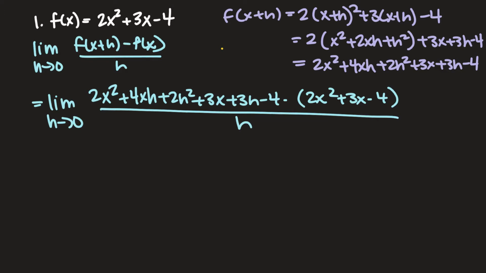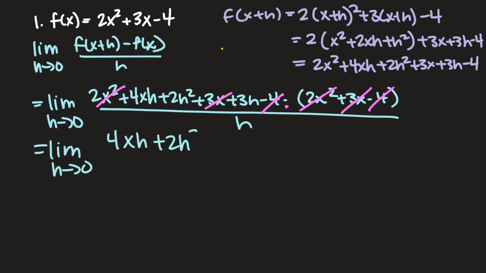So now that we have it all, we know the next thing that should happen, especially when we're using the limit definition or the difference quotient with a polynomial, is the whole second half should go away. So I have 2x minus 2x, 3x minus 3x, and a negative 4 minus a negative 4. So then that gives me the limit as h approaches 0 of 4xh plus 2h squared plus 3h all over h.